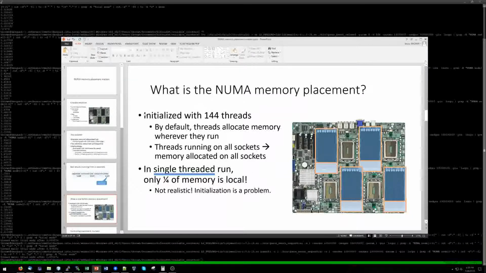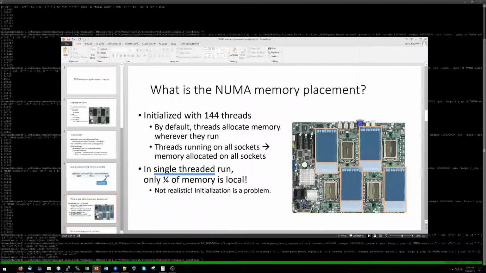Threads running on all sockets in our initialization means that memory is allocated on all sockets. So it looks something like this diagram on the right, where we have 4 sockets and about a quarter of the memory is allocated on each socket. And this is great if we're running with lots of threads, but in a single-threaded run, this means only about a quarter of the memory is local to the socket where that single thread is running.